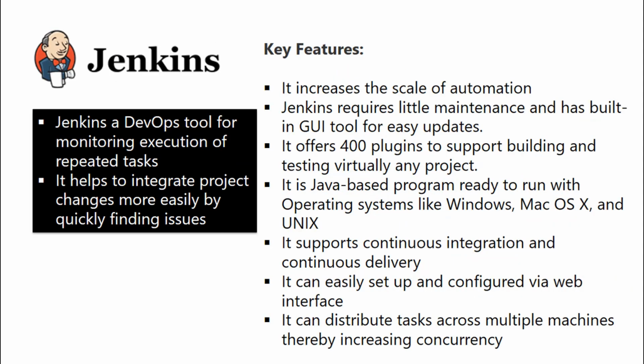Next is the popular tool called Jenkins. It's a DevOps tool for monitoring execution of repeated tasks. So you can build the entire pipeline using Jenkins. It helps you integrate project changes more easily by quickly finding issues. So let's say a developer logs an issue and it's trackable all across the development pipeline. And some of the important features increase the scale of automation.